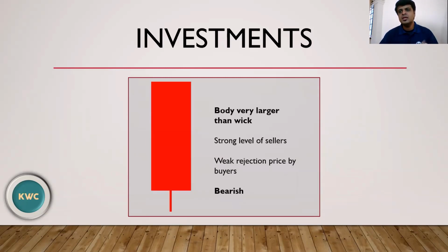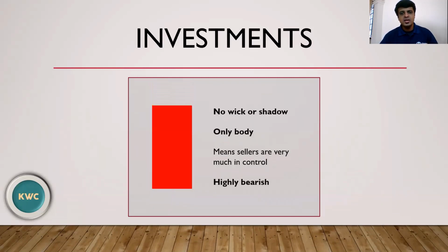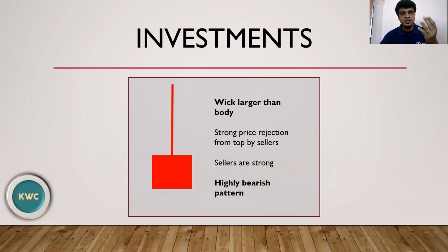Correct. And similarly, on the bearish or reddish candle side, if the body is very large, that means it's bearish. If there is no wick or shadow, it means very highly bearish. If the upper wick is very large compared to the body, that means it is a highly bearish pattern. It went up and then it was brought down by the sellers.